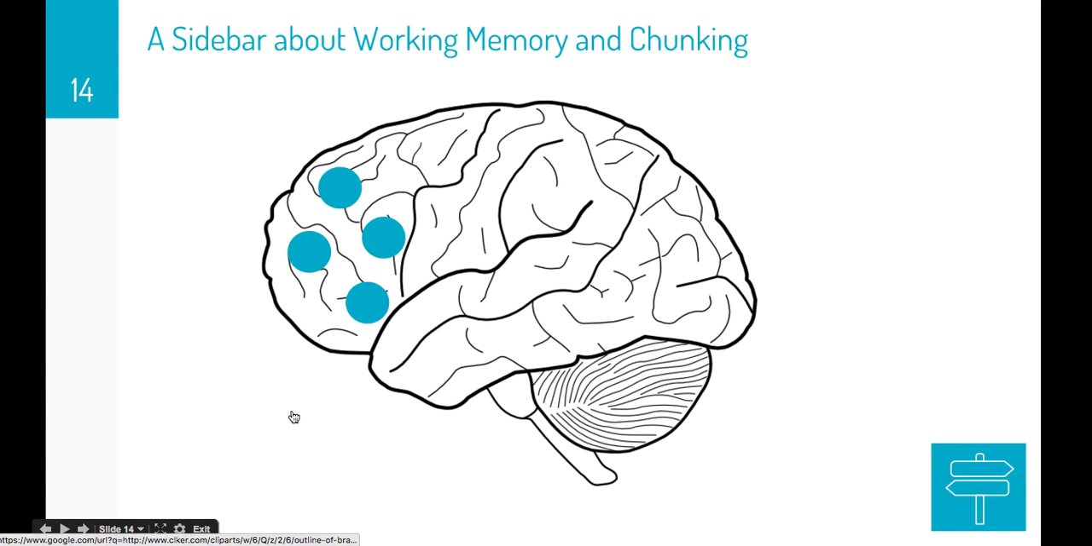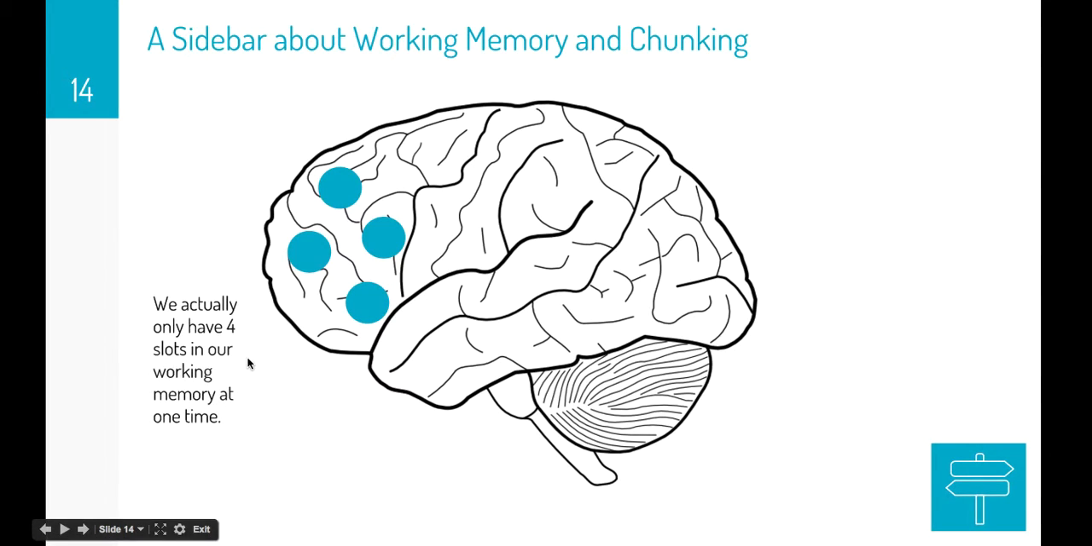So they used to think that we have seven slots of working memory, when in actuality we only have four slots in our working memory at one time. So it's important to have chunks. So a chunk is a collection of information that the brain can quickly access and use. So we're going to do a little exercise just to go and have you experience what a chunk is like.